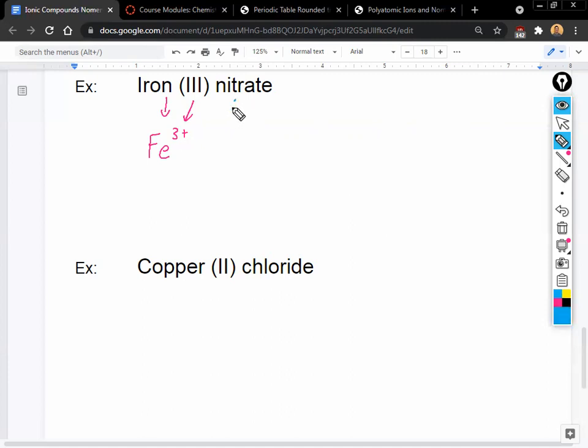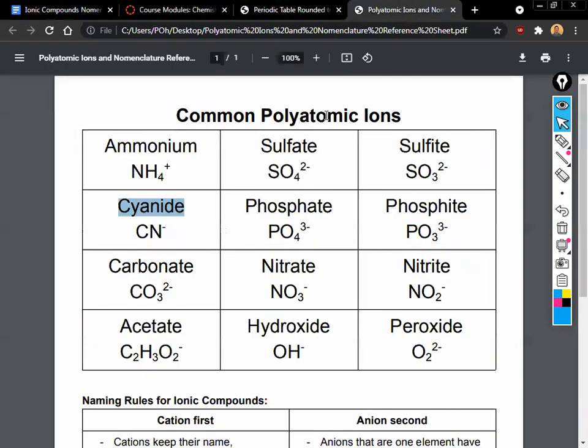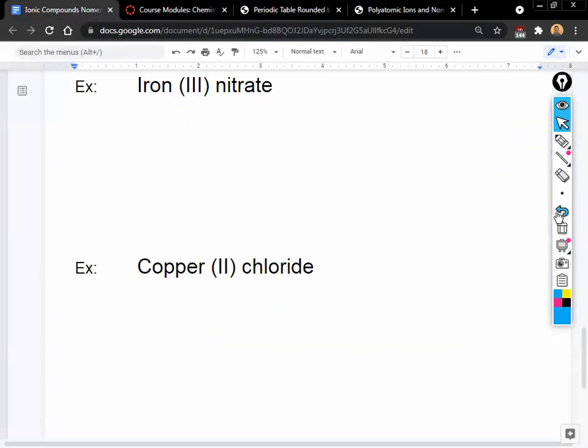All right, let's look for nitrate now. Nitrate is the anion or the negative one. So we're going to go to the polyatomic chart. And you should look for nitrate, which is NO3 minus. So I'm just going to copy down nitrate, which is going to be NO3 minus. Okay, and we're going to be putting these two guys together.